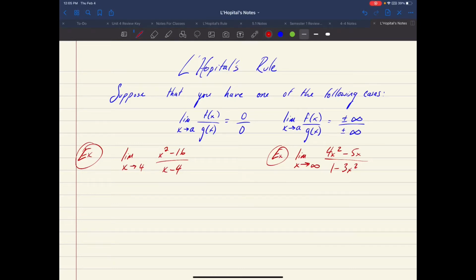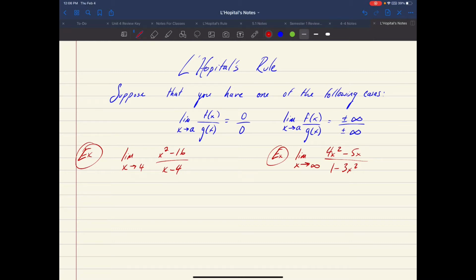All right, so we're going to look at L'Hopital's rule. This is not L'Hospital's rule, it's L'Hopital's. And this is a pretty easy to understand, easy to use rule. And it's a minor topic that will help you out a lot later.